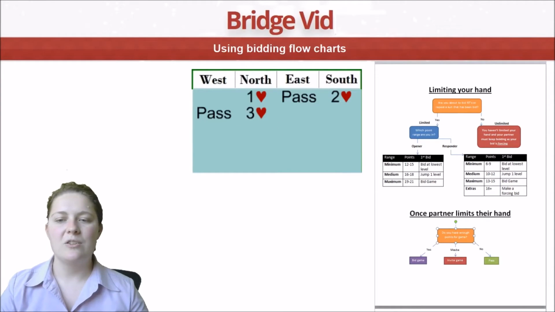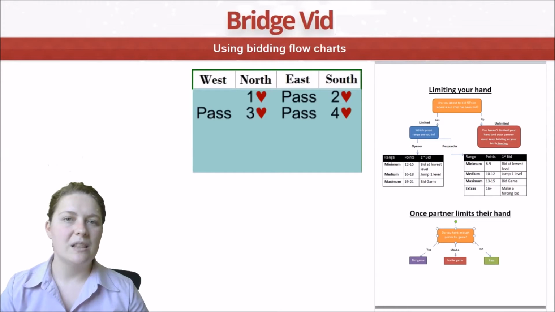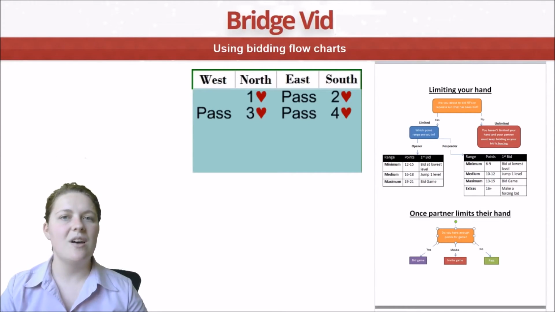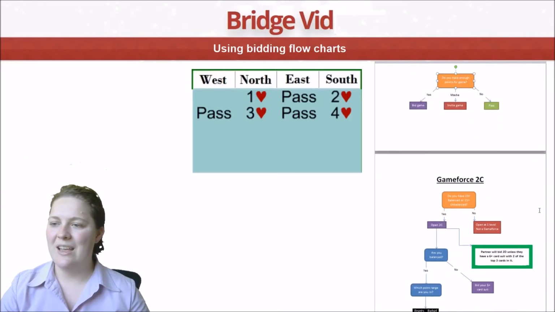And then what I could do, if I was just 6, I'd just simply pass. But if I was closer to 9, I'd bid 4 hearts. So after your partner's limited their hand, it's your job to add up the points together and decide how high the partnership could go. Okay, so that's our flowchart on limiting your hand.